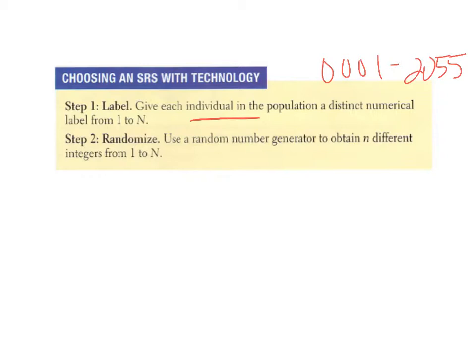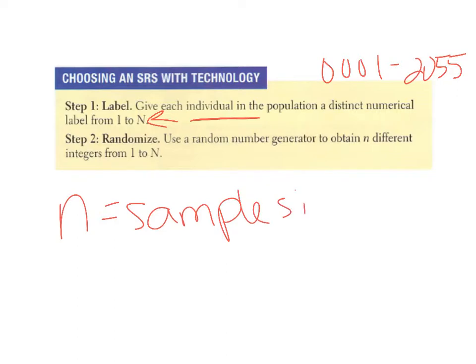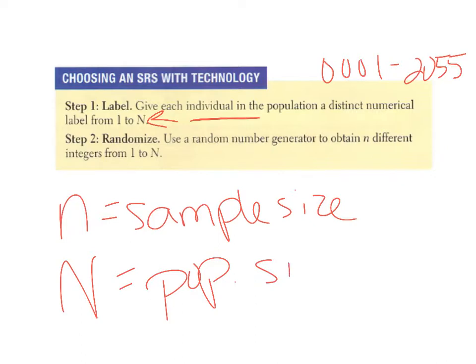So when we're doing an SRS with technology, you could do it on the computer. You go to a randomizer website. You can do it on your calculator, which will be our most common form of technology, since that's what you're allowed to use on your test. So you're giving everybody a distinct numerical label from 1 to N. You'll notice here we have a capital N, where before it was a lowercase n, which equals our sample size. Here the capital N is your population size.